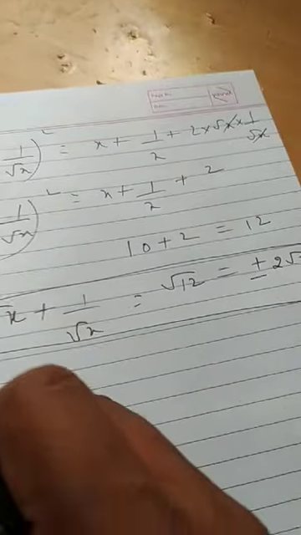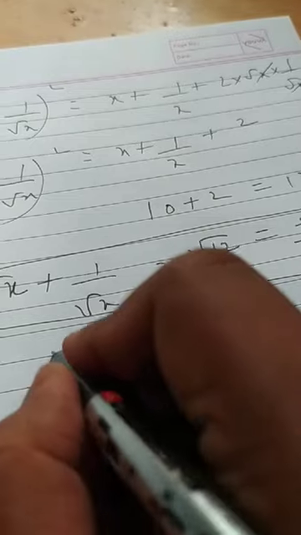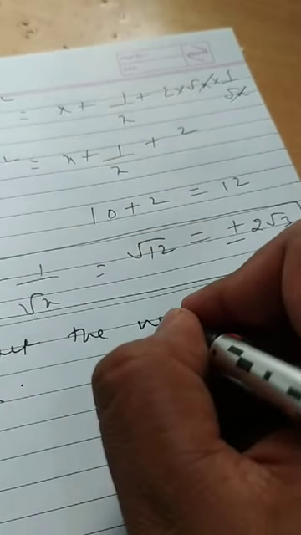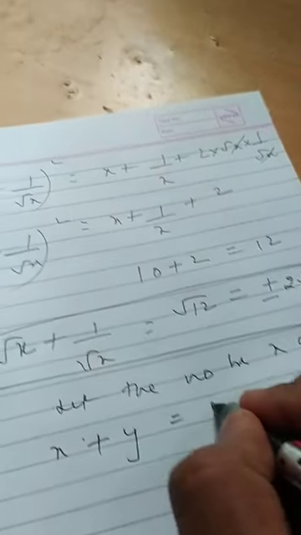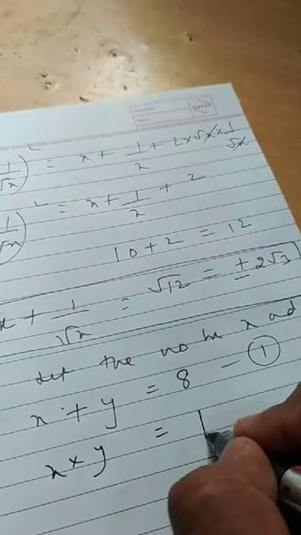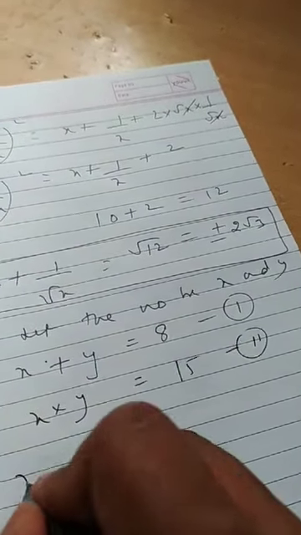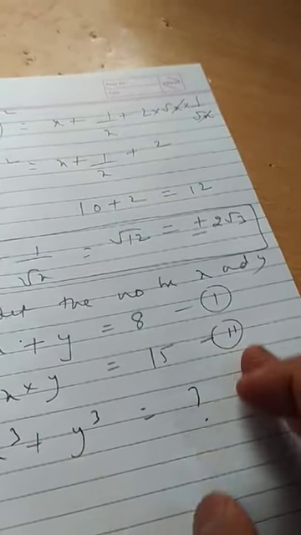Now one more type of question is left, that is the last one in this exercise. If the sum and the product of two numbers are 8 and 15, it is given, let the numbers be x and y. It is given x plus y is 8 and x into y is 15. And you have to find x cube plus y cube. So for this question, student, we have to use these values.